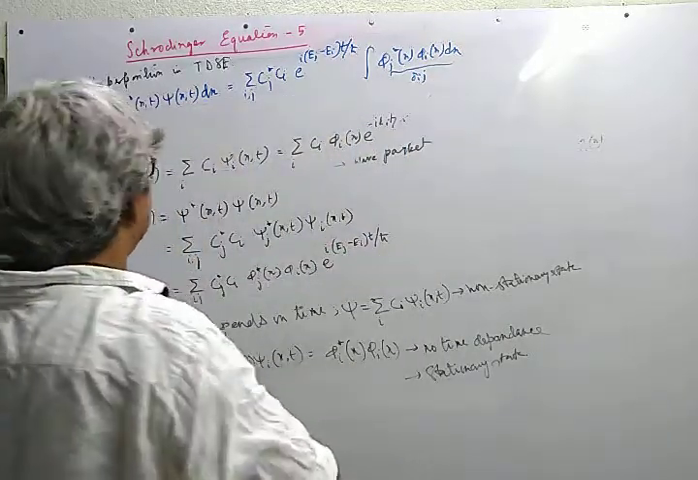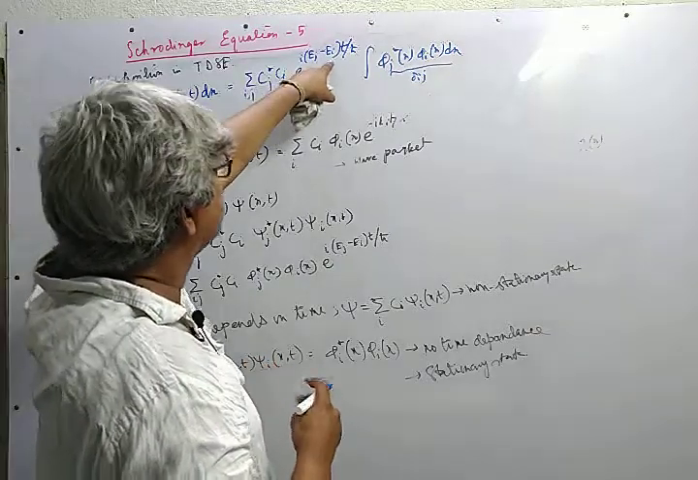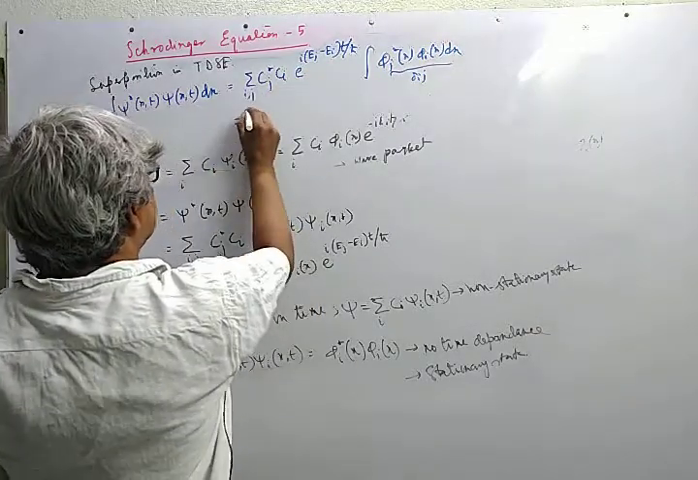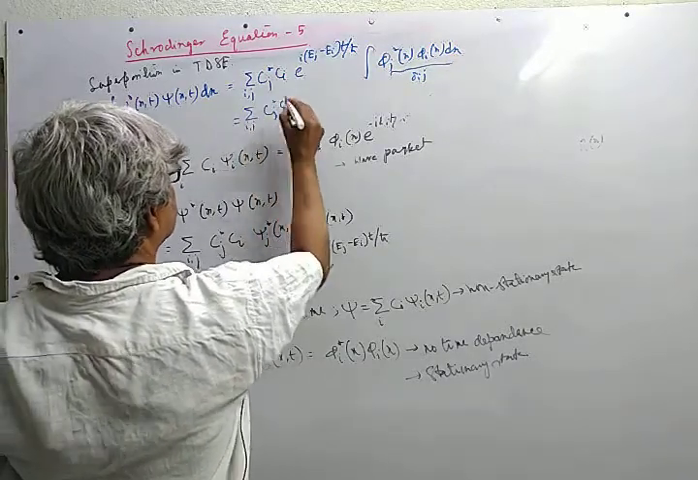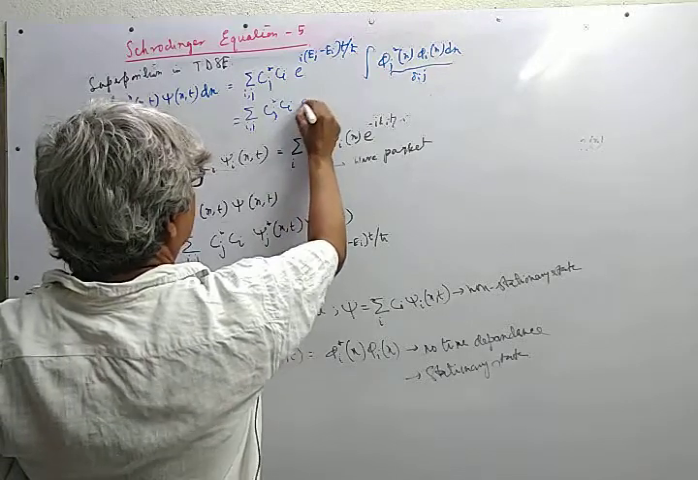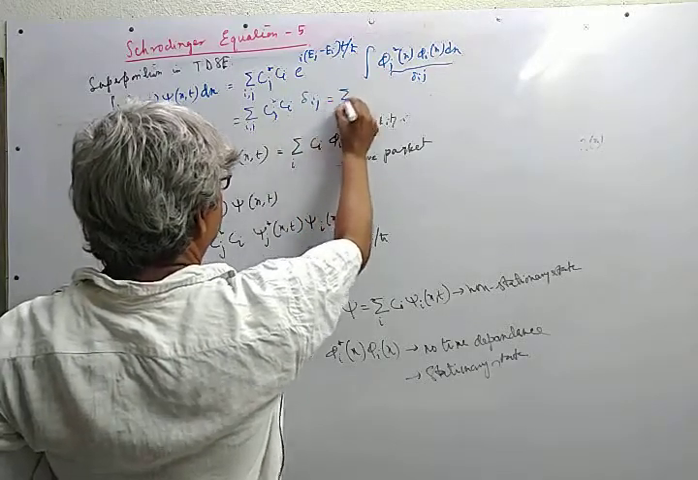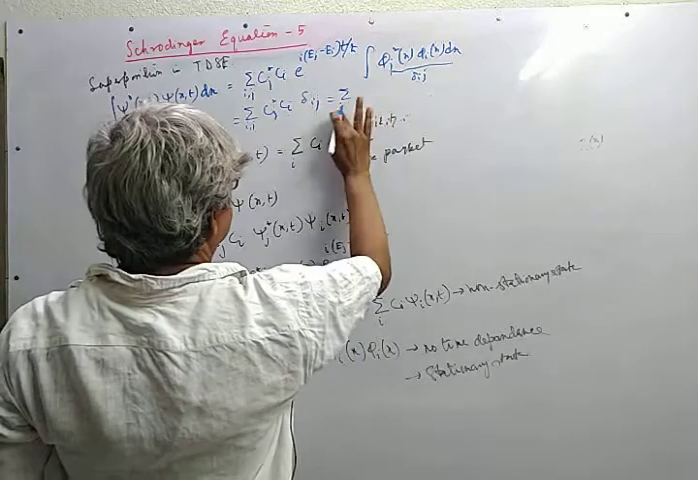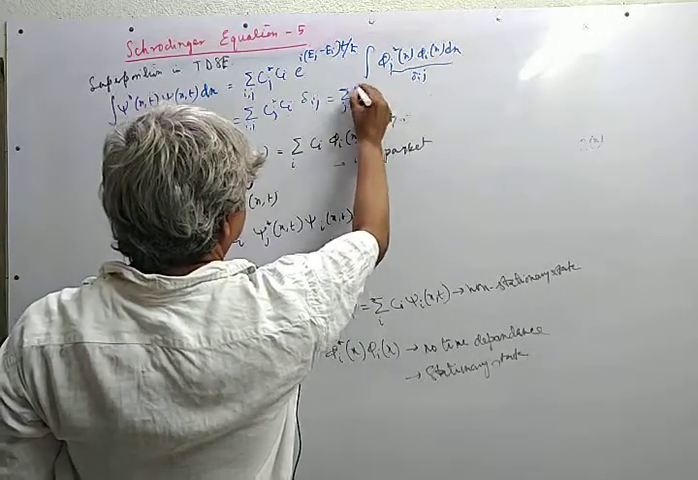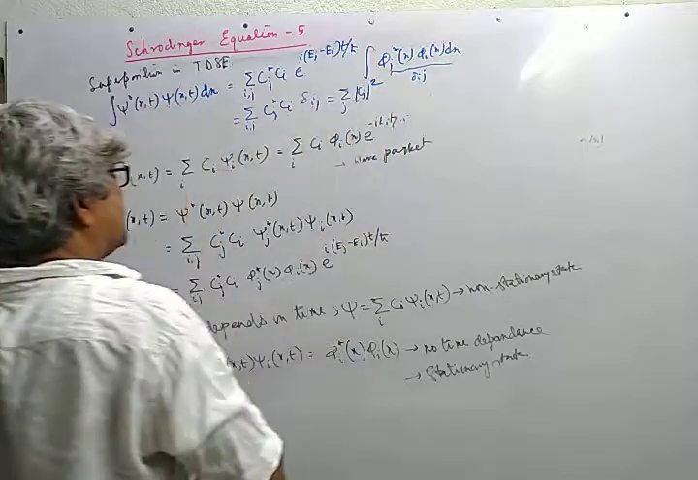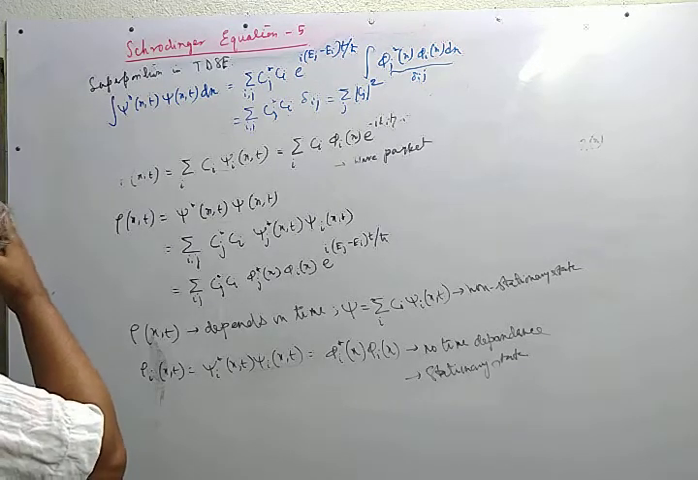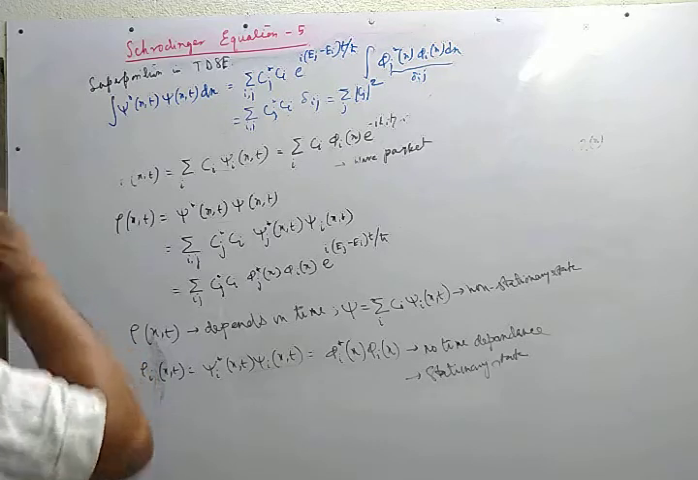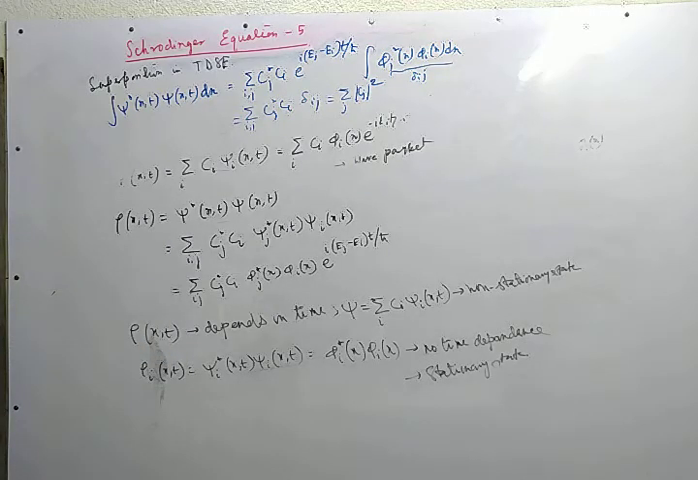When delta ij, this becomes 0, and the result is the summation over i,j of Cj star Ci delta ij, which is equal to the summation over i or j, whatever you like, of modulus Cj squared. So the expansion coefficient has the same significance as we had in the case of the time independent Schrodinger equation.